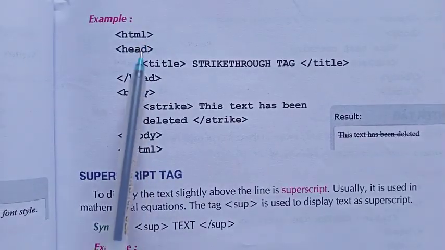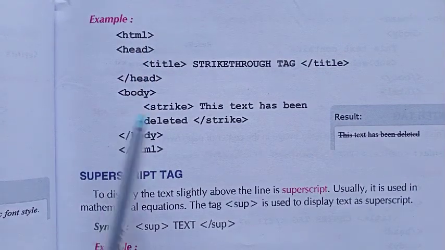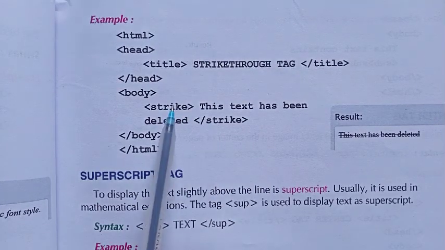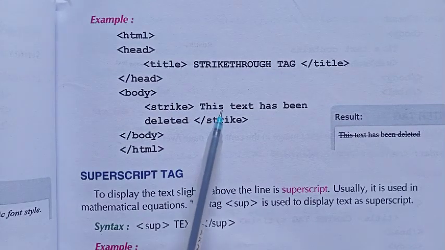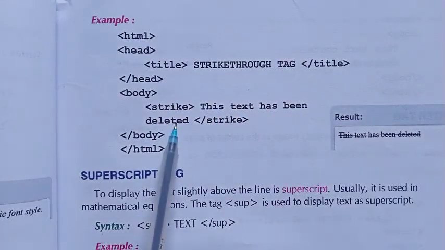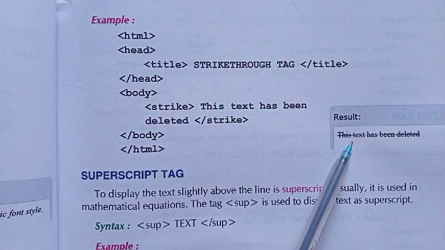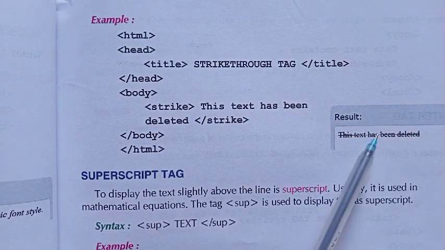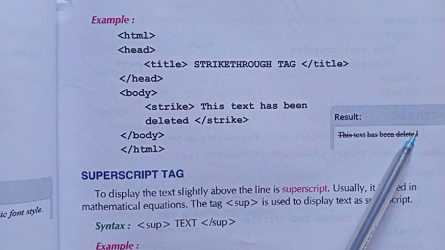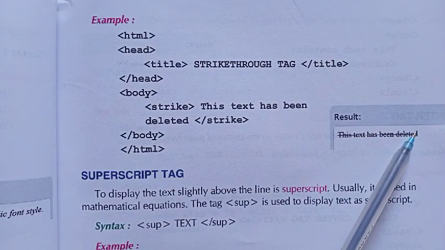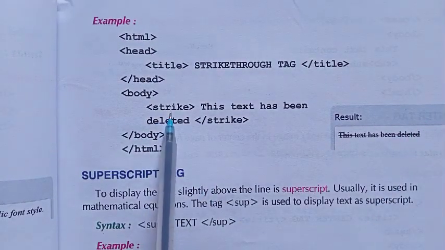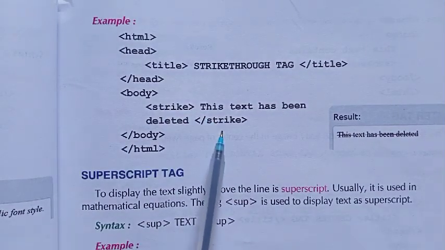You can see HTML, head, title, body, everything is the same, and here you see strike and the close strike. Between both the strike tags, opening and closing tag, we have written this text has been deleted, and you see the result of this. This text has been deleted, as is written, and there is a line in the center of the text. This is called strike through, and the tag used for strike through is strike, and you need to close this tag.